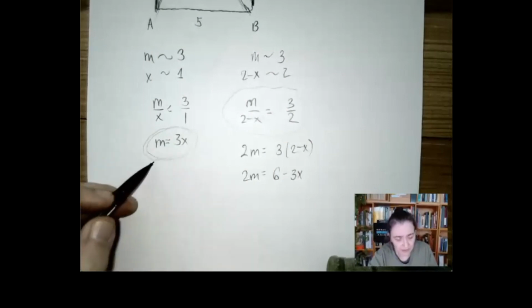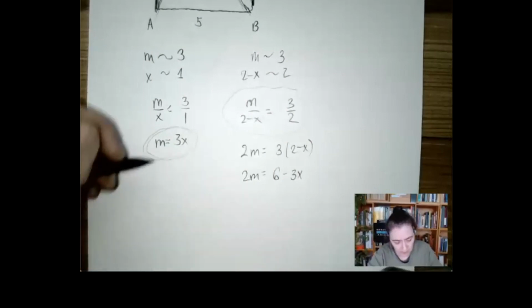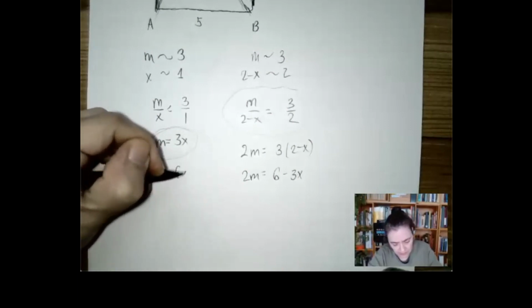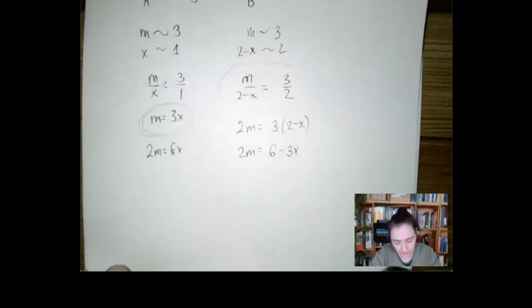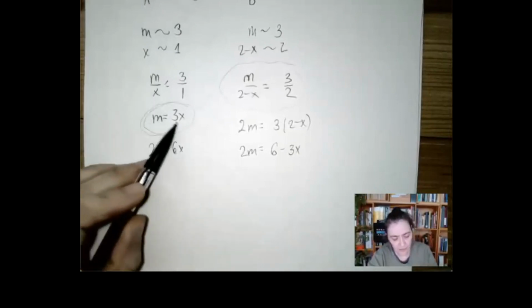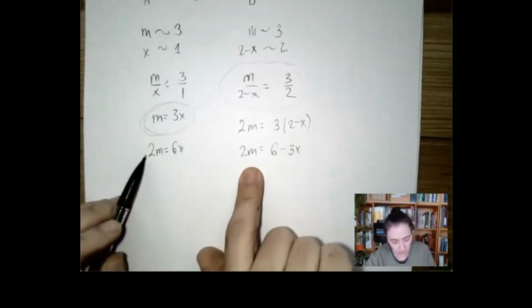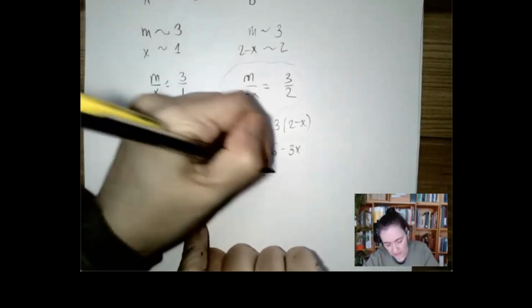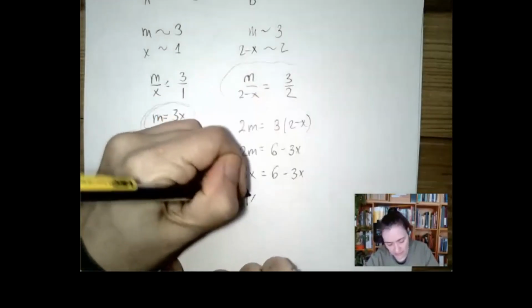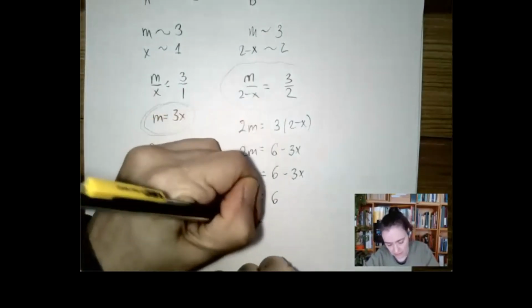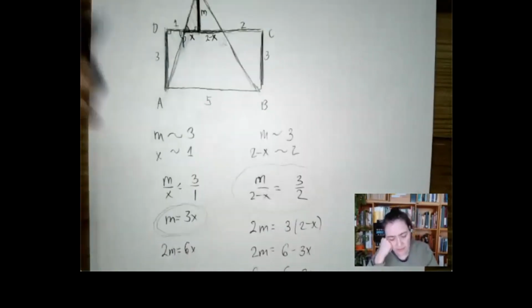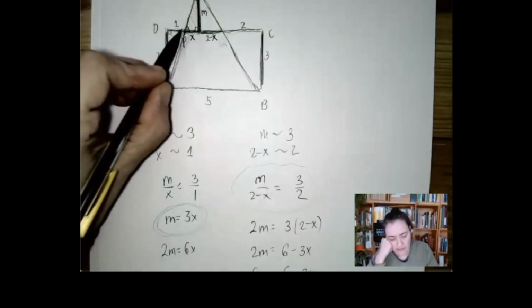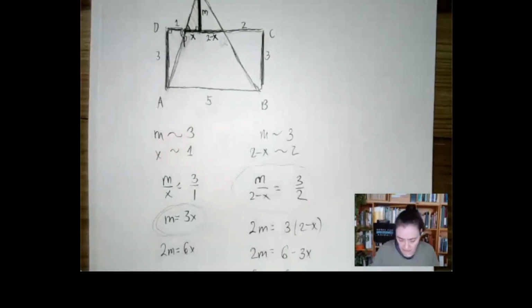You know what? Peeking at the other equation, how about 2M is 6X, and then we substitute 6X into 2M here. That's usually the case, that the thing we're not looking for is easier to solve for, but it's not hard to solve from one to the other. So 2M is 6X. 6X equals 6 minus 3X. 9X is 6. So X is 6 over 9, which is 2 over 3. And then we look back, and 2 over 3 seems reasonable. This looks just a little shorter than the side that was labeled 1. So 2 over 3 is kind of reasonable.